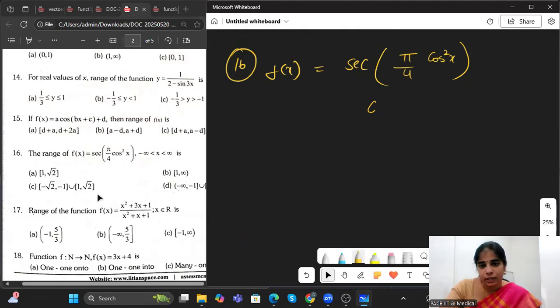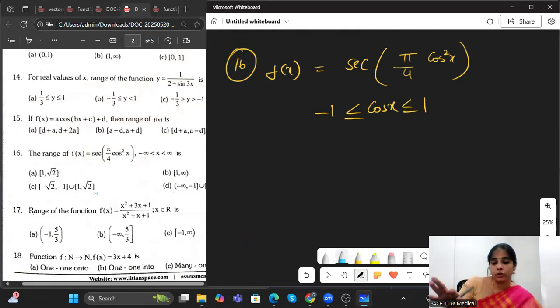See, I know that cos x goes from minus 1 to 1, right? So when I take squaring on all the sides, obviously I cannot have a negative value there, isn't it? 0 is less than or equal to cos square x, which is less than or equal to 1 there.